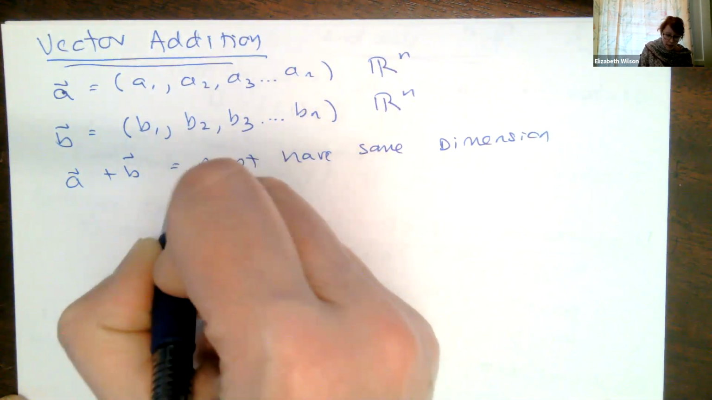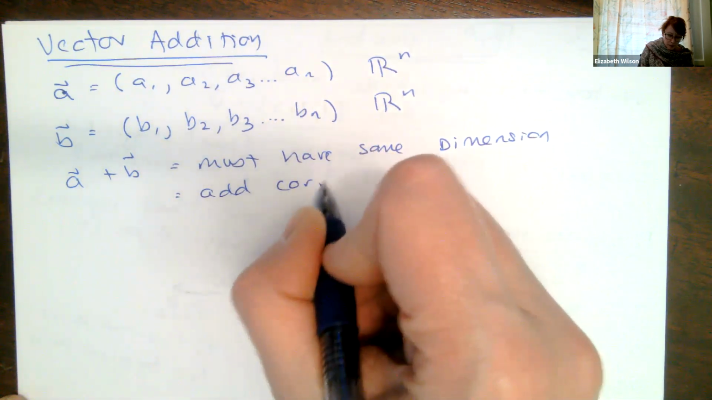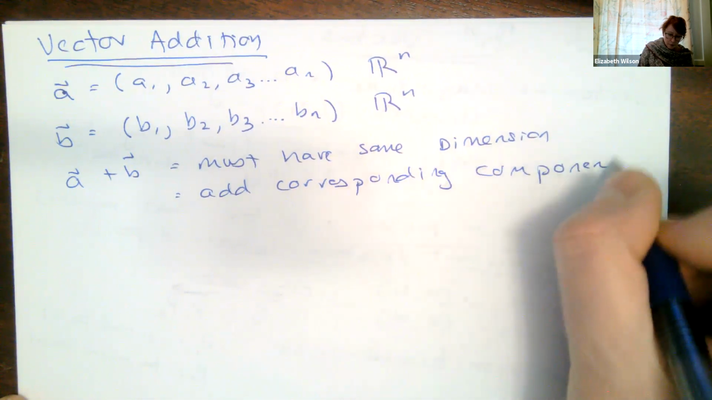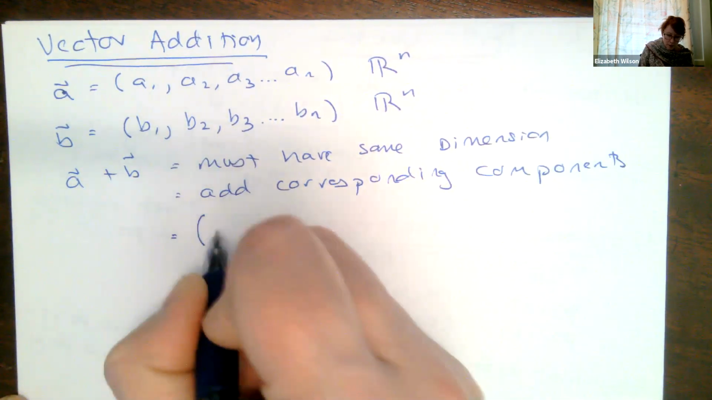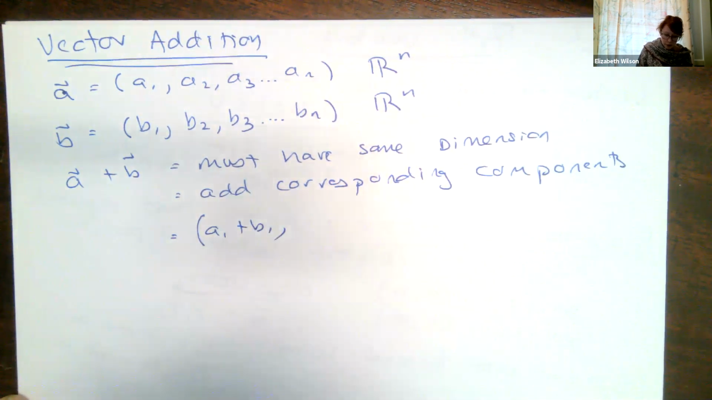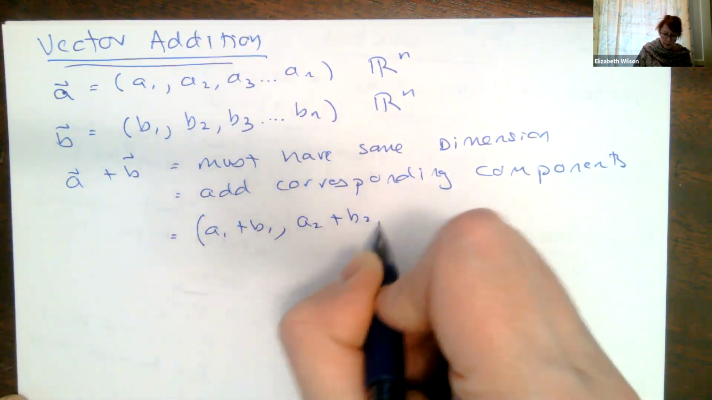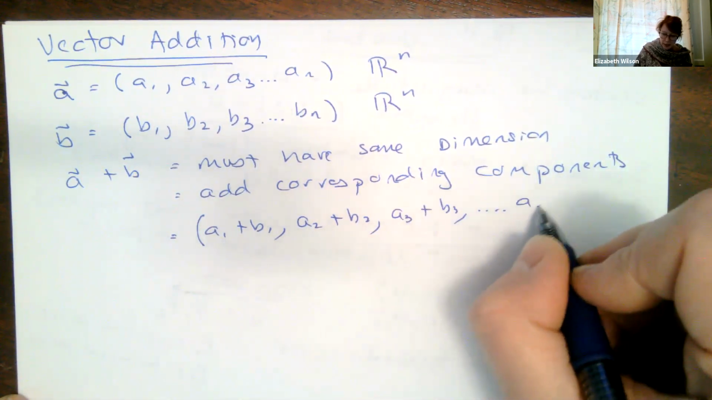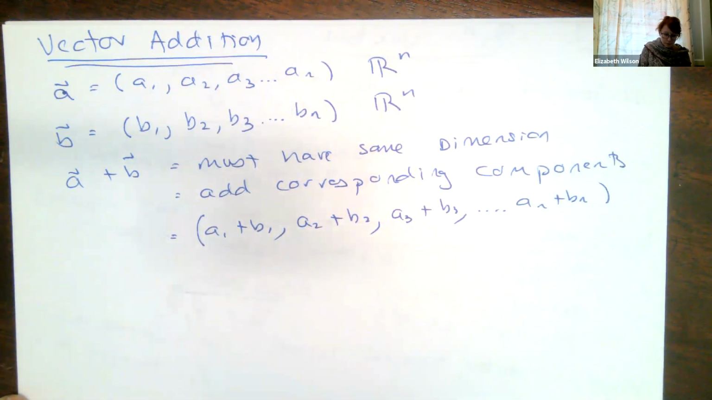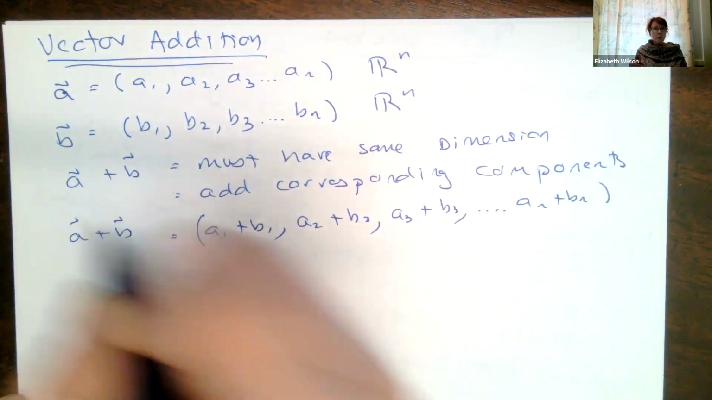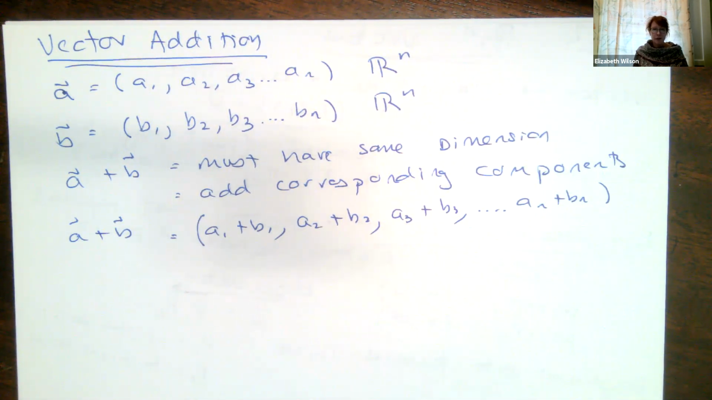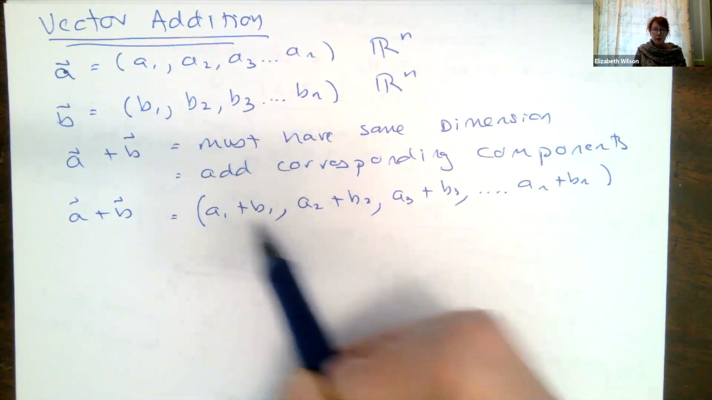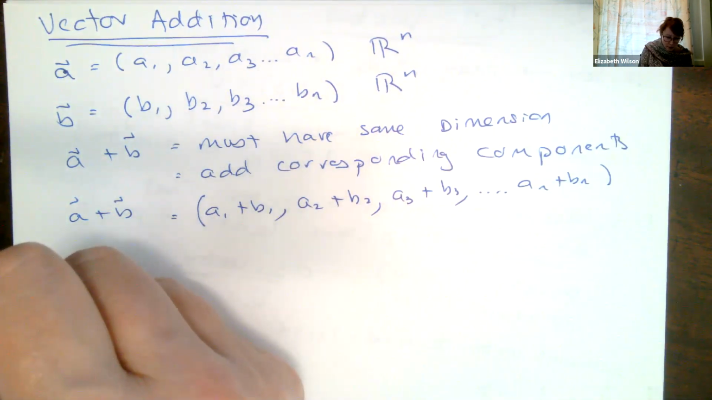They have to have the same dimension. When I do this, I'm going to add corresponding components. So A plus B is equal to A1 plus B1 in the first position, A2 plus B2 in the second position, A3 plus B3 in the third position, and so on, up to An plus Bn. Corresponding components get added together. That's our vector addition. Subtraction works the same way, except I'm going to add a negative number. But let's talk about the geometry on this.